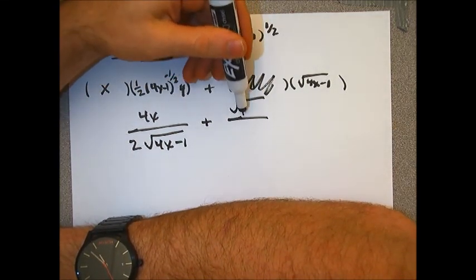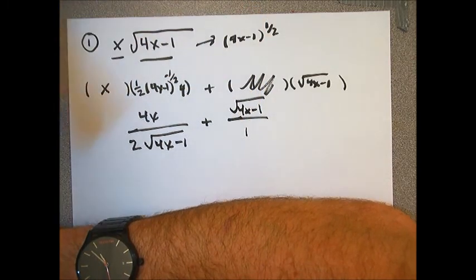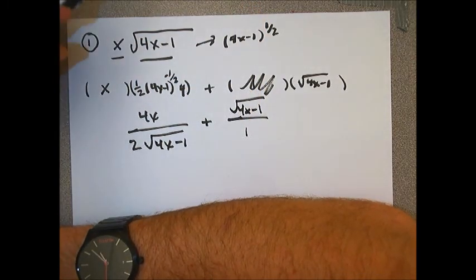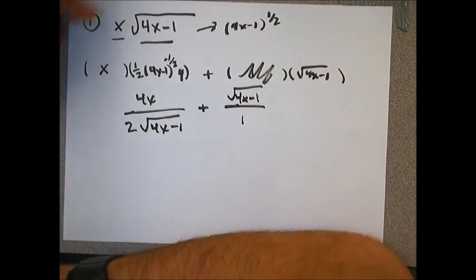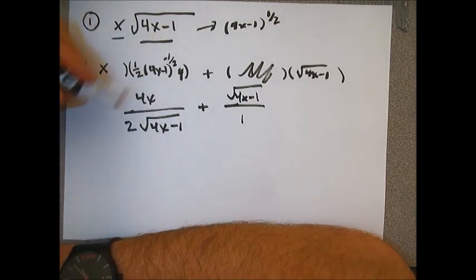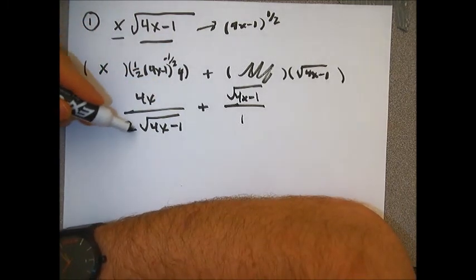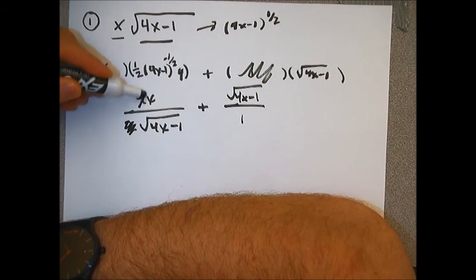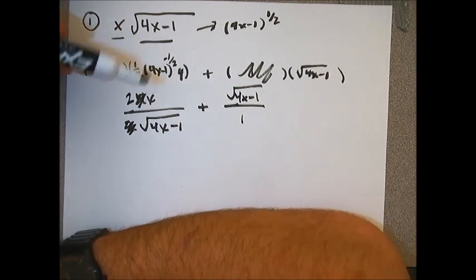So we have 4x minus 1 over 1, which is the correct answer, but now we need to look at the multiple choice, see what they give us. To find the one they're looking for, first thing you want to do is take this 2 and this 4 and cancel, and then we need a common denominator.